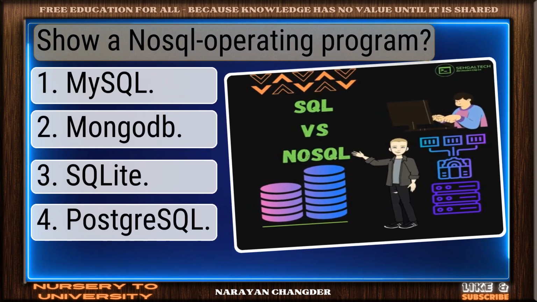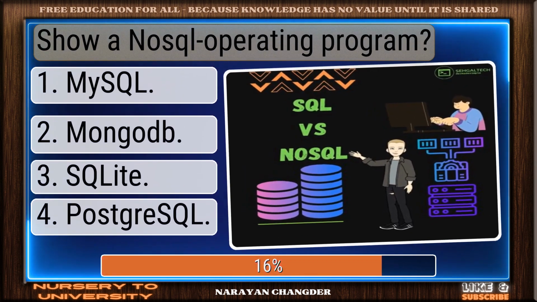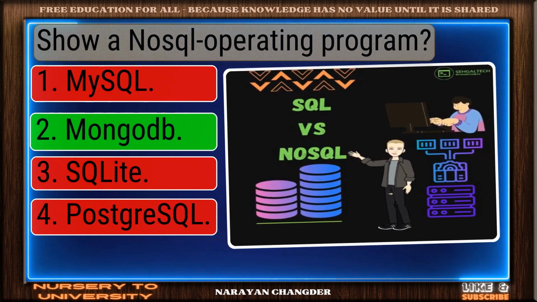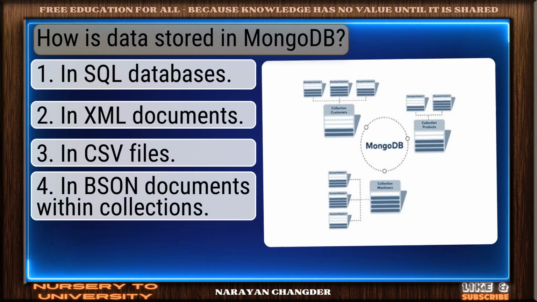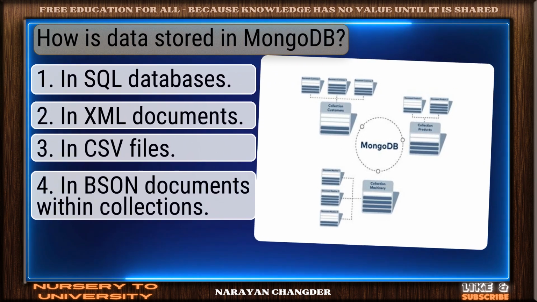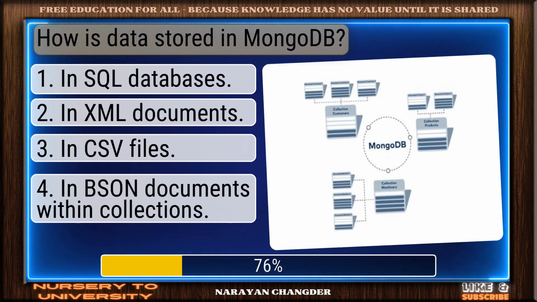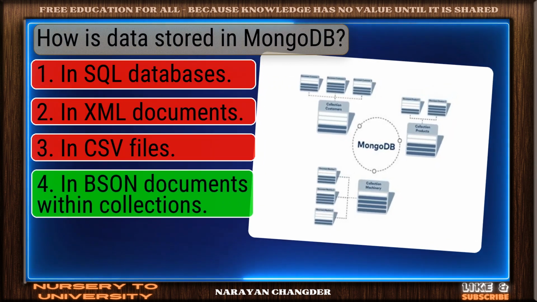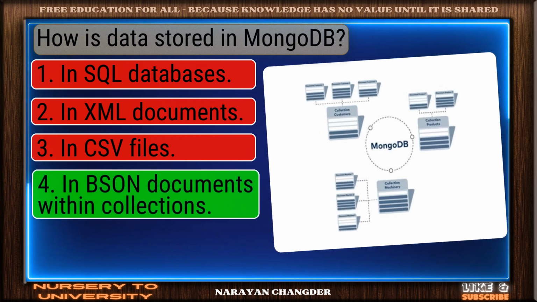Question number 63. Show a NoSQL operating program. Exactly. MongoDB makes sense, and it is right choice. Question number 64. How is data stored in MongoDB? Well done. In BSON documents within collections is the right choice.